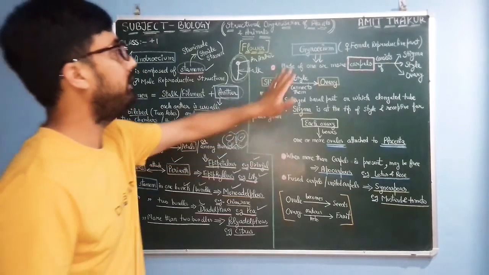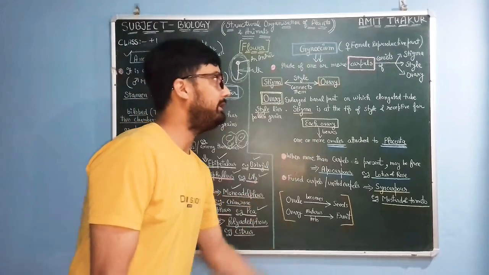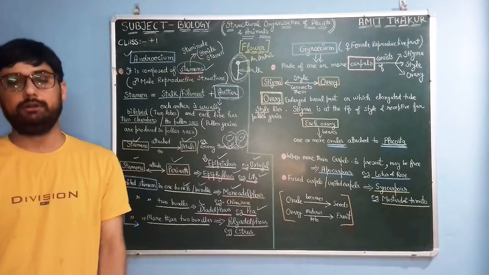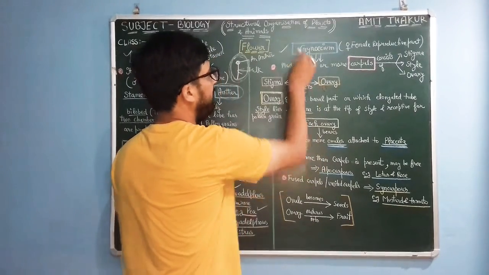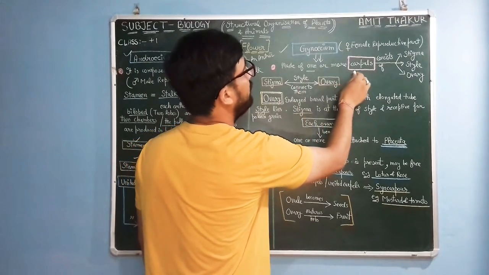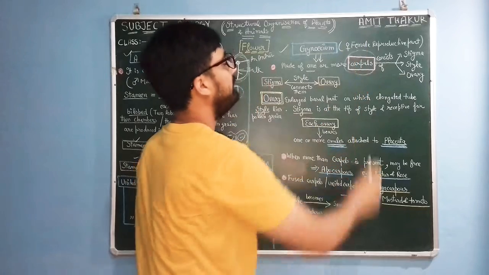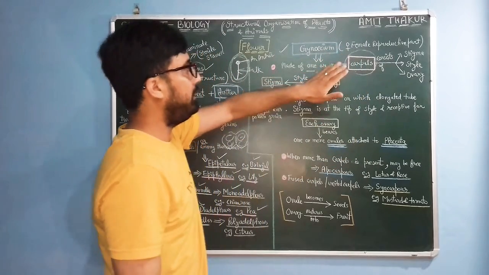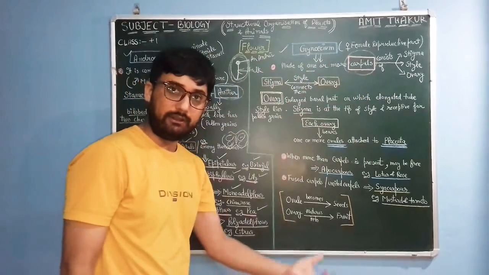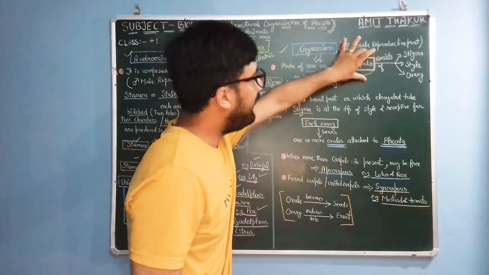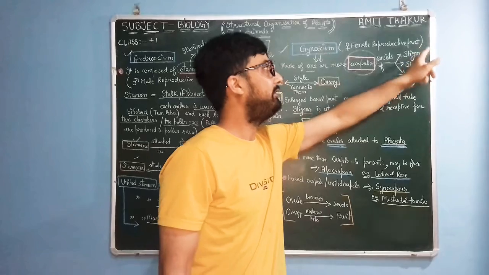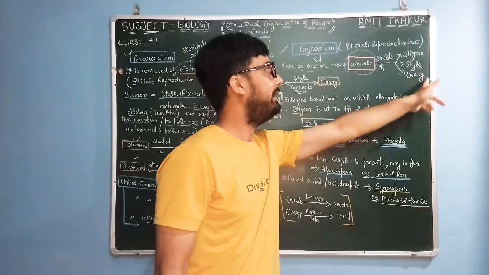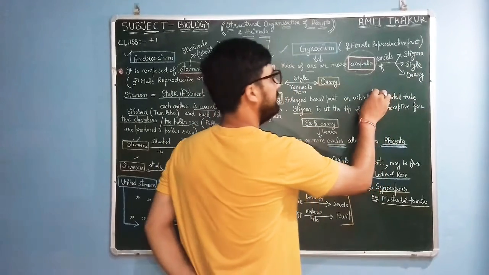Now let's move to the Gynoecium part. Gynoecium is the female reproductive part of the flower, and this Gynoecium is made of one or more carpels. What is a carpel? This carpel consists of three parts: stigma, style, and ovary. Okay, like this.